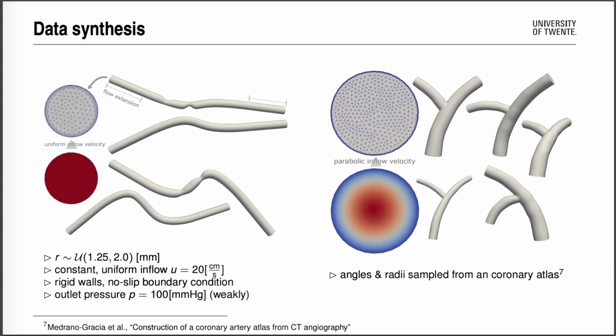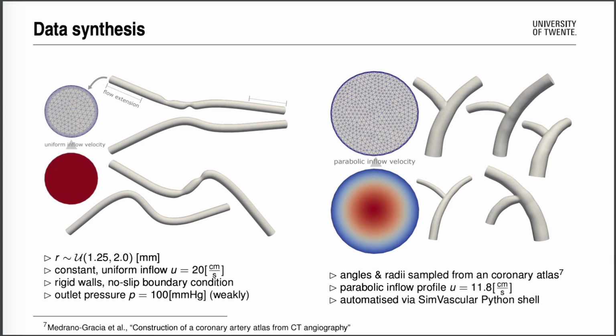In contrast to the singular artery models, the bifurcating artery models were not constricted to a certain plane or symmetry, but freely followed the distributions found in the atlas. This time we applied a parabolic inflow boundary condition. The synthesis and simulation of both datasets was automatized using the SimVascular Python shell.